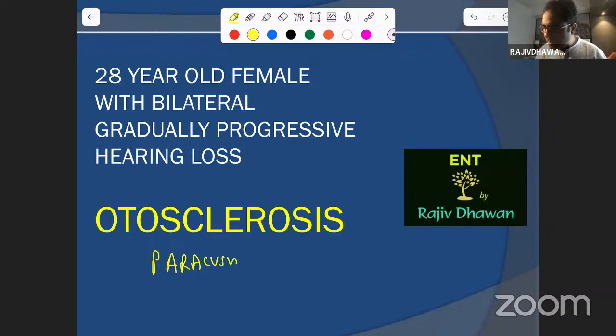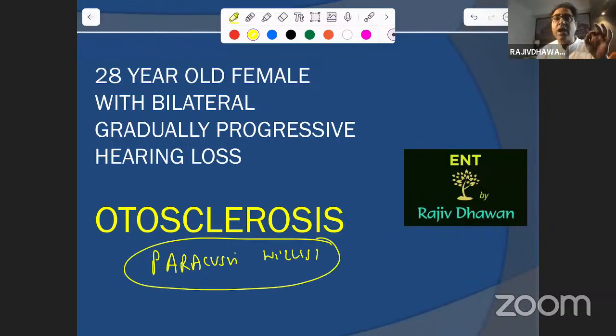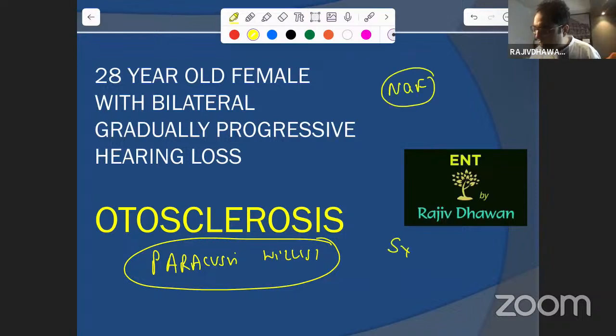The patient hears better in a noisy area. Don't forget Carhart's notch, a dip at 4,000 Hz in the bone conduction curve. Don't forget the early stage of the disease is pink in color. That gives the Schwartz sign. If Schwartz sign is positive, then treatment is sodium fluoride. Otherwise, treatment is surgery, and the best name of the surgery is stapedotomy or stapedectomy.